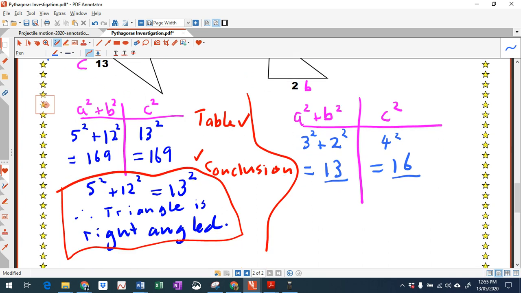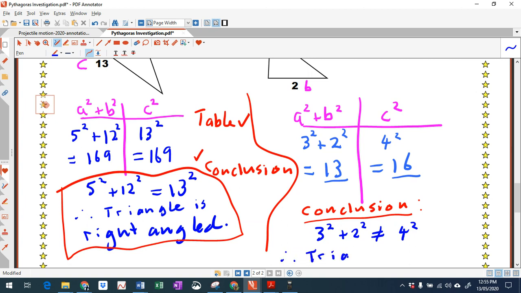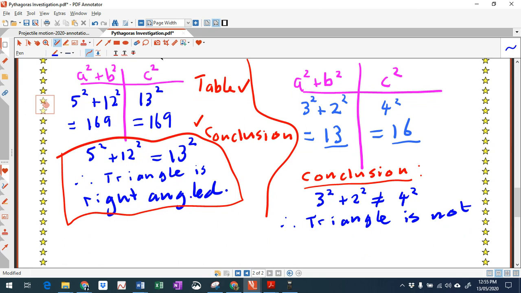So you're going to write a conclusion down now. Right, so there's two parts to your working out. There's the table and then there's the conclusion. For your conclusion, you can see that the numbers aren't equal. So I'm going to go 3 squared plus 2 squared is not equal to 4 squared. Therefore, triangle is not right angled.